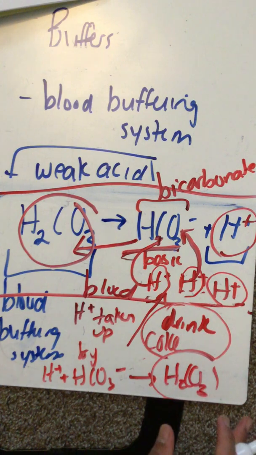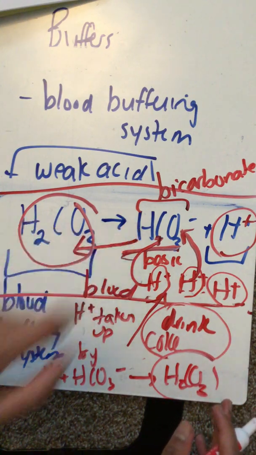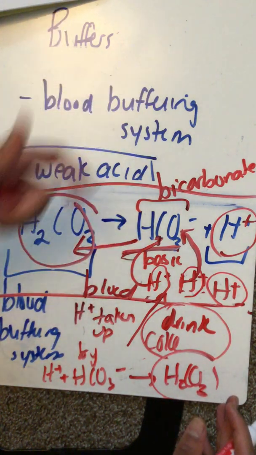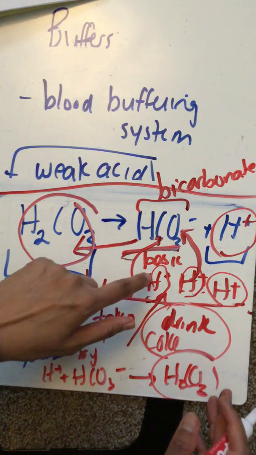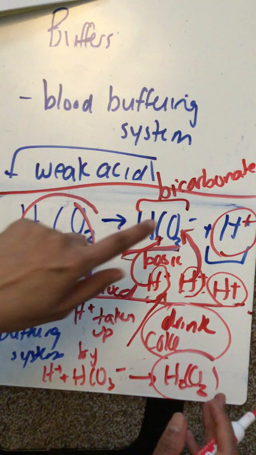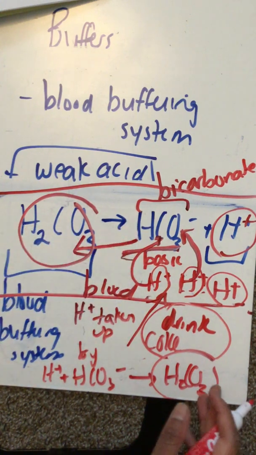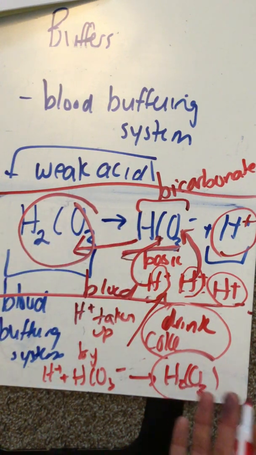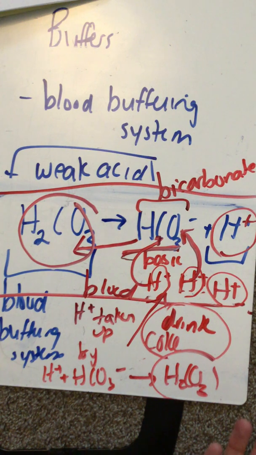And in this way, this bicarbonate is actually buffering your blood, right? It's actually removing H positive so your blood doesn't become too acidic. So this here is resisting the change in pH. And that's how buffers work, okay? Now, I hope that helps. That's all you need to know about buffers.